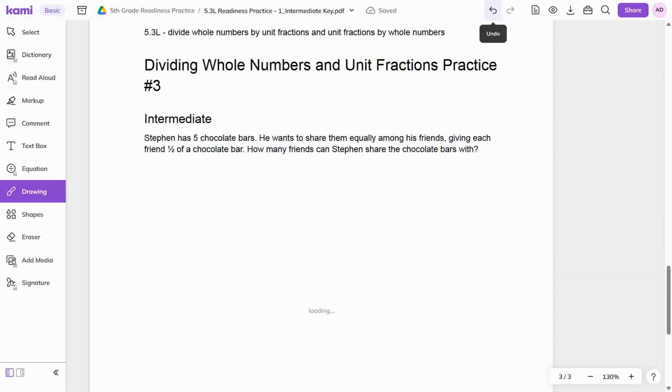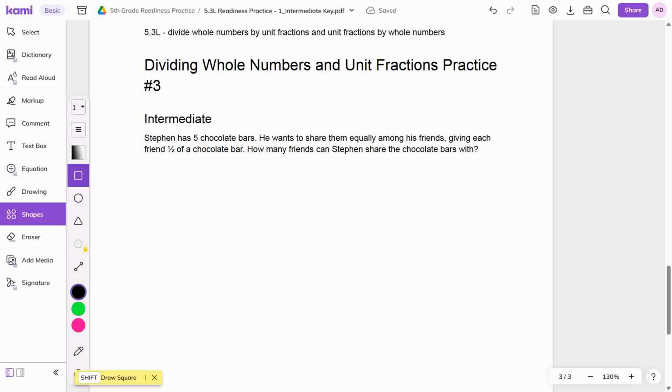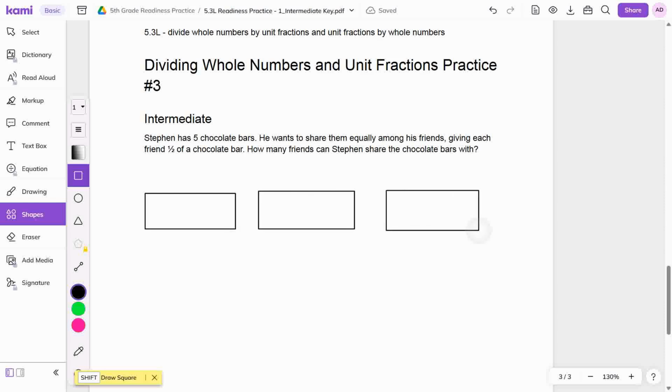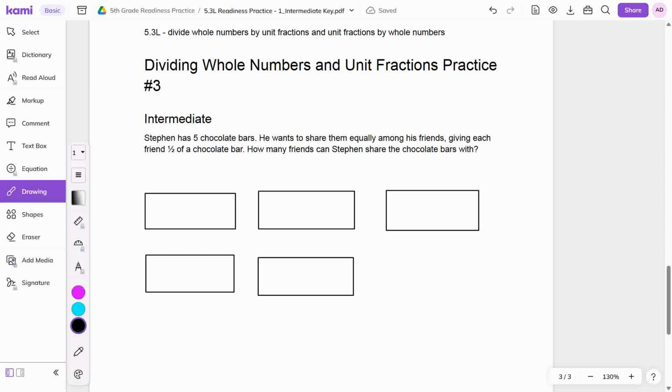All right, let's look at our third problem here. Stephen has got 5 chocolate bars, wants to share them equally among his friends, giving each friend half of a chocolate bar. All right, so let's just draw 5 chocolate bars. I'm going to draw 5 rectangles, going to try to make them equal if possible. But when you're hand drawing stuff like this, there's no guarantee. So we'll just pretend these are 5 equal chocolate bars. All right, give half to each friend. So then let's just chop each of these in half.